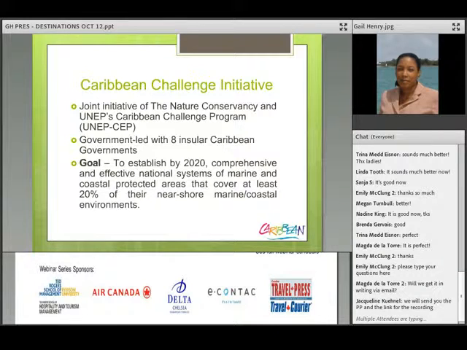I wanted to highlight an environmental management regional level initiative at this point, and it's called the Caribbean Challenge Initiative. It's a joint initiative of the Nature Conservancy and the United Nations, and its goal is really to establish by 2020 effective national systems for marine and coastal protected areas that cover at least 20% of the marine and coastal environments in the nearshore area.